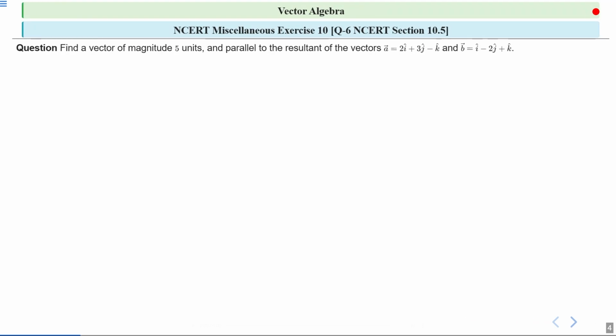NCERT miscellaneous exercise 10 question number 6 says: find a vector of magnitude 5 units and parallel to the resultant of the vectors A vector, which is 2 i cap plus 3 j cap minus k cap, and B vector, which is i cap minus 2 j cap plus k cap. We are asked to find a vector with magnitude 5 units that is parallel to the resultant of the two given vectors. You can notice that i cap, j cap and k cap are unit vectors along the x, y and z axis. So let's see how we can solve this.